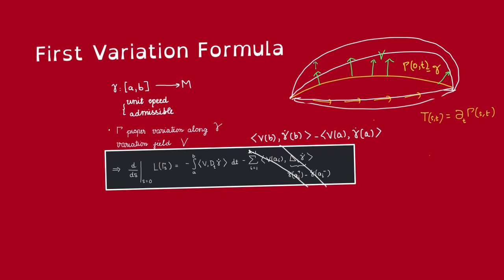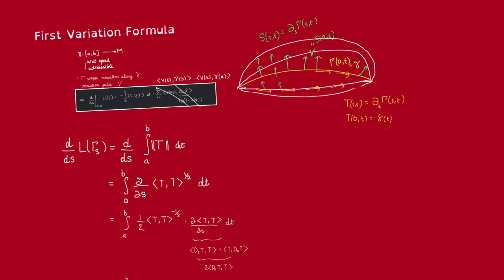The other vector field is along the transverse curve. So S captures the change of gamma in this s direction, right? And observe that S0 is just the variation field of gamma. And what is T0? Well, T0 would just be the velocity vector field of this little gamma. Alright, so now let's start the proof.